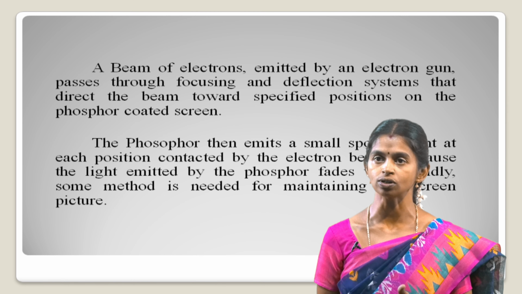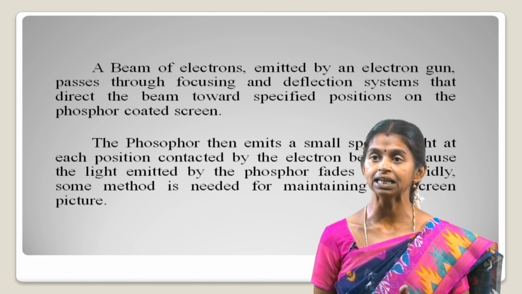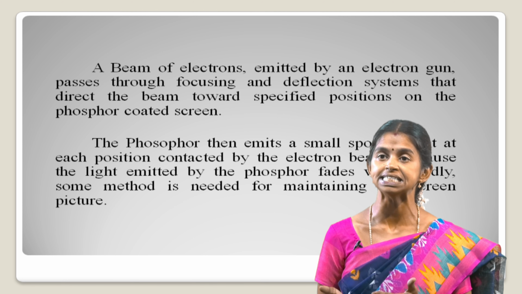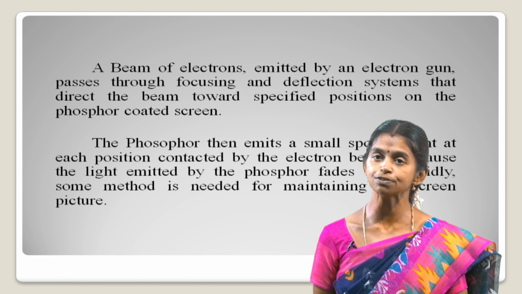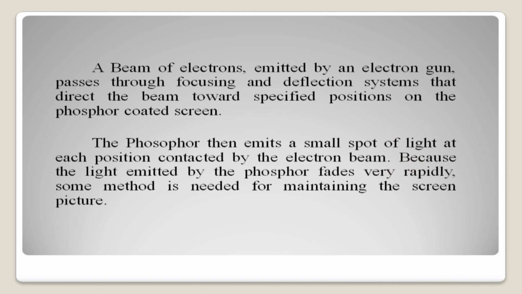A beam of electrons emitted by an electron gun passes through a focusing and deflection system that directs the beam toward specified positions on the phosphor coated screen. The phosphor then emits a small spot of light at each position contacted by the electron beam. Because the light emitted by the phosphor fades very rapidly, some method is needed for maintaining the screen picture.